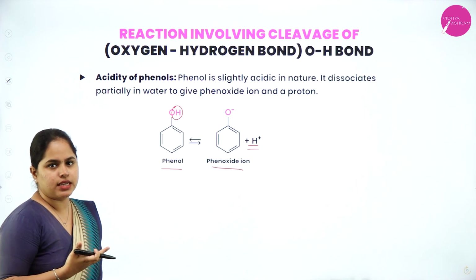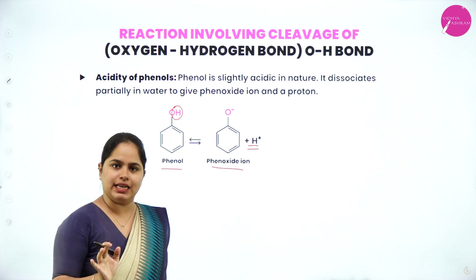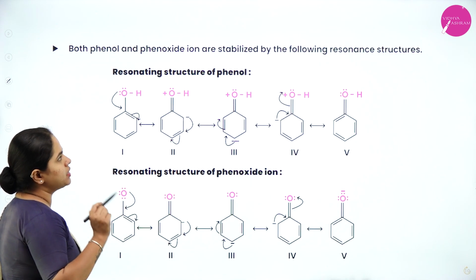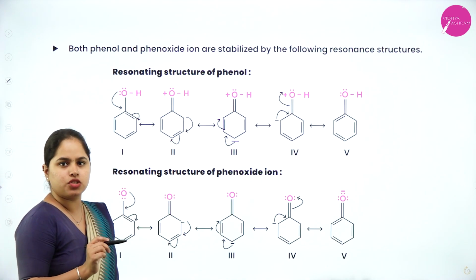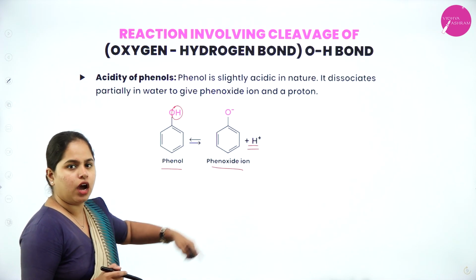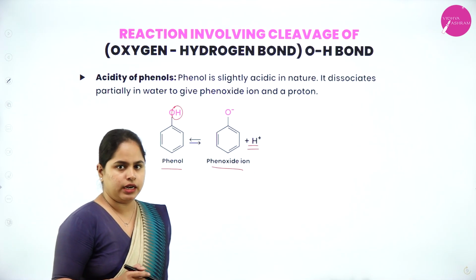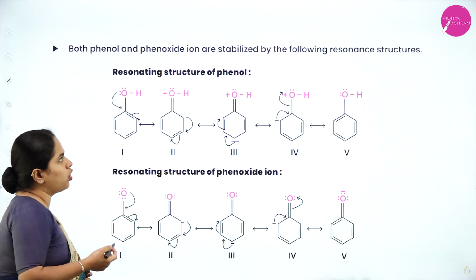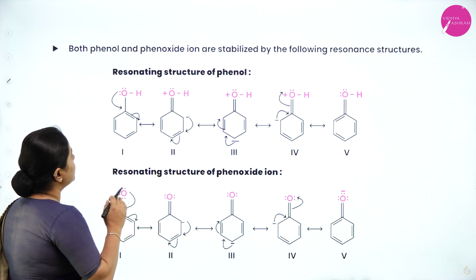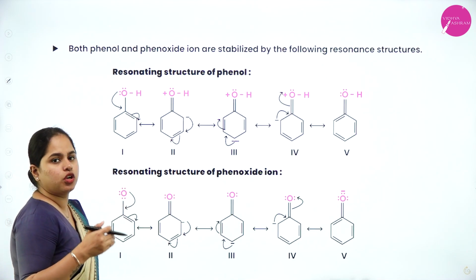So that is why it is an acid. Okay, it's slightly acidic. Now both phenol and phenoxide ion are stabilized by the following resonance structure. So this is your phenol and this is your phenoxide ion after H plus is being released. So now the resonance structures of both phenol and phenoxide ion are shown here, right? First let us understand the resonating structure of phenol.